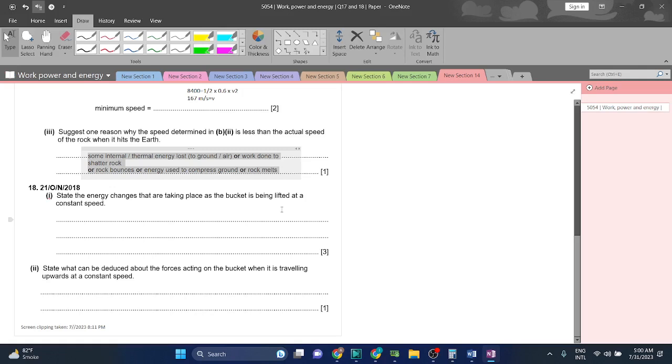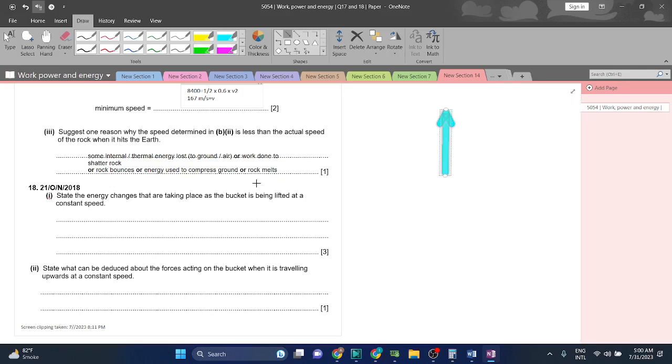Okay, fine. 18.1. State the energy changes that are taking place as the bucket is being lifted at a constant speed. That means there is an increase in gravitational potential energy because the bucket is being lifted up, right? But I don't know what the previous energy was. It could be electrical, it could be chemical, because I think the context of this was removed, so the context is not there. So it could be electrical, it could be chemical, right? Let's see.